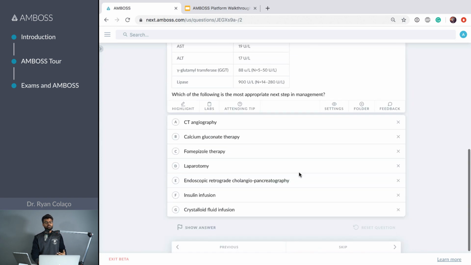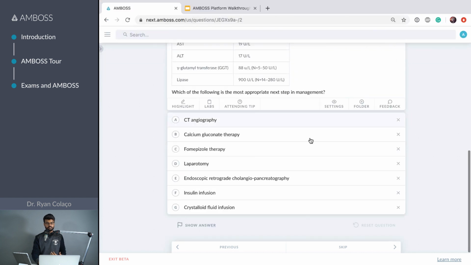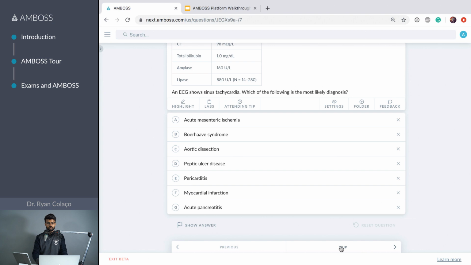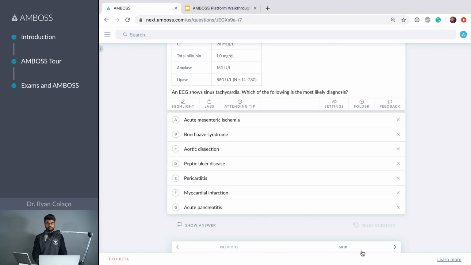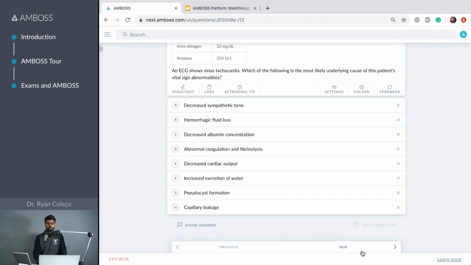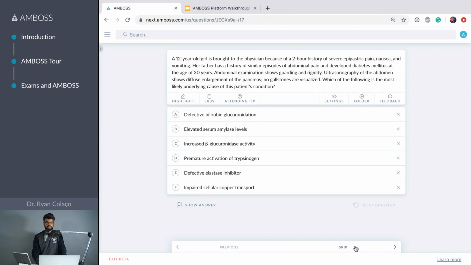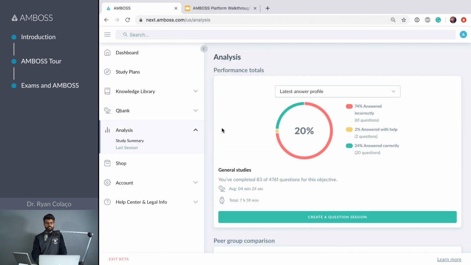Now, this is true for every single question that we have. Let's say that I have finished all my questions and I go to the end of my session. What it will give me is a whole analysis of how I did in this question session. But what I wanted to show you, and this is extremely cool, is this analysis.